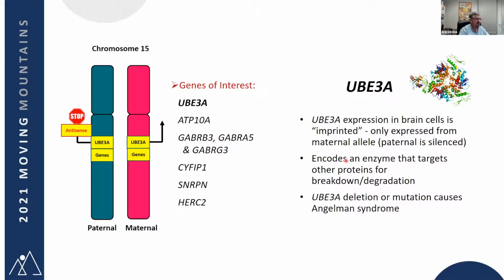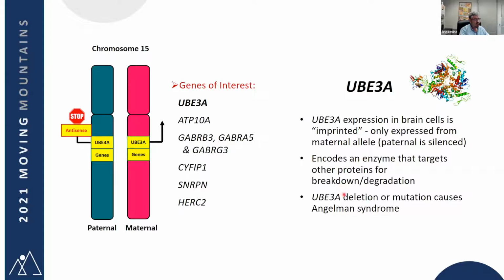And so obviously if there's too much UBE3A in the cells, then there's going to be too little of some of the target proteins, because there's going to be excessive UBE3A activity and you're going to get excessive breakdown or degradation of those target proteins. We don't really know specifically what those important target proteins are in brain neurons right now for UBE3A, but obviously that represents another potential therapeutic target that we'd like to investigate.